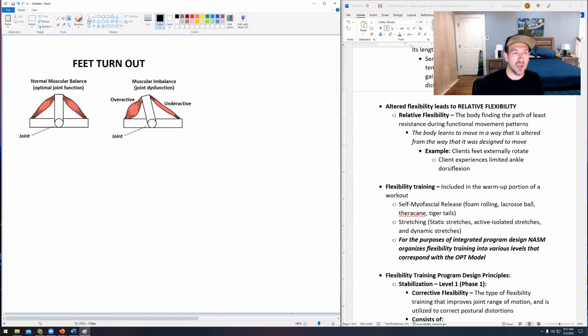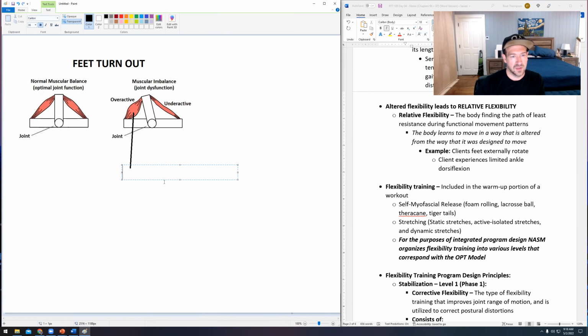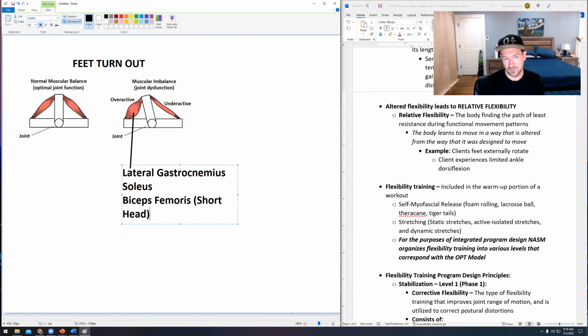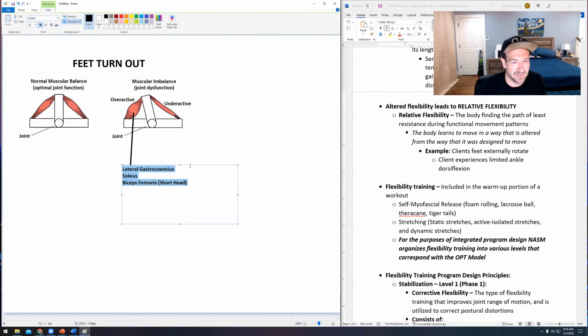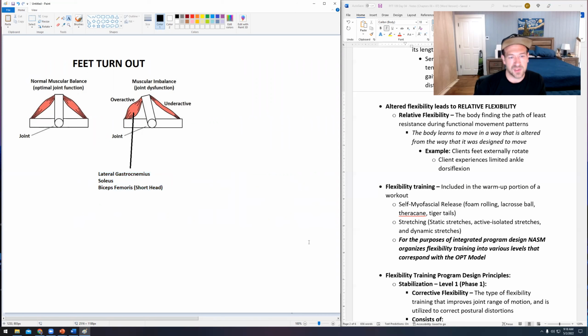Our probable overactive muscles, okay, on this side of the joint are going to be the lateral gastrocnemius, soleus, and biceps femoris, particularly the short head, right? And then this should be much smaller text. Let's go like that. So that's what we see on one side of the joint.